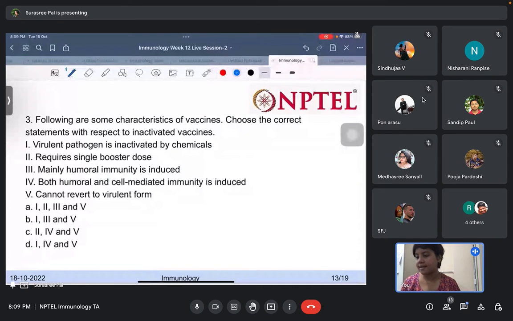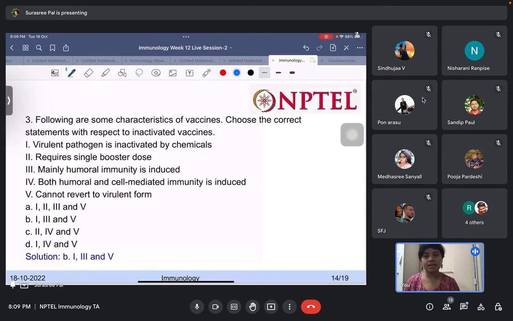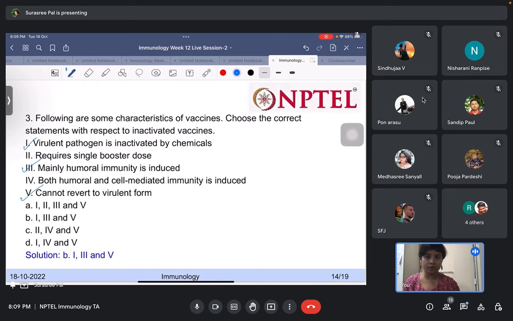Okay, yes, so the correct answer is B. The solution is that the virulent pathogen is inactivated by chemicals, that is true. It induces humoral immunity, that is also true, and it cannot revert to virulent form because they are killed vaccines.